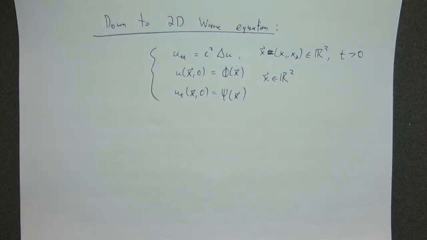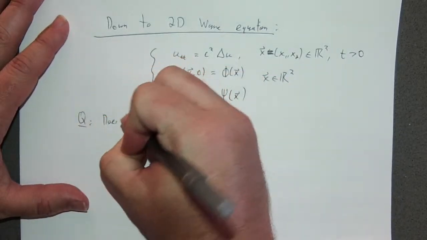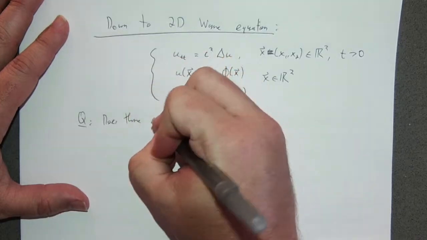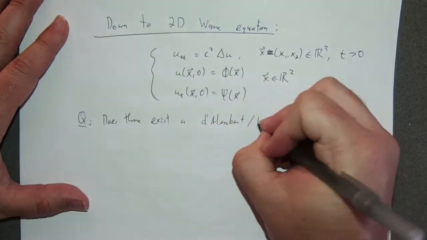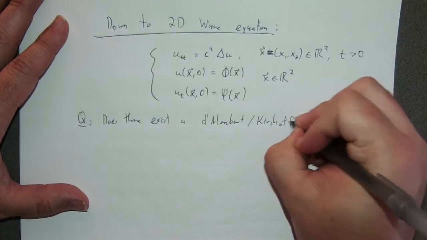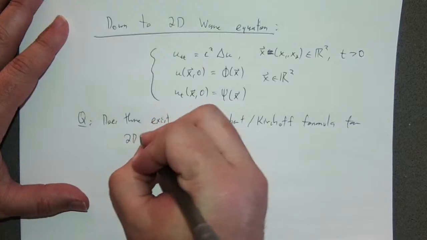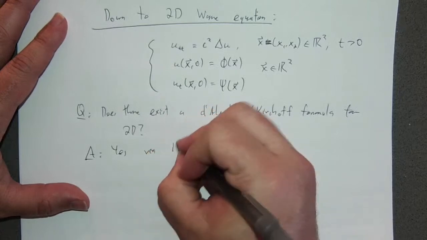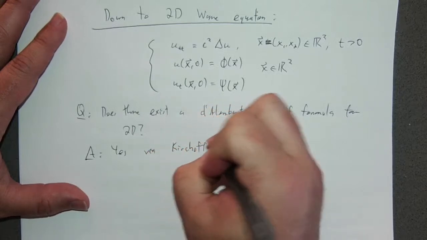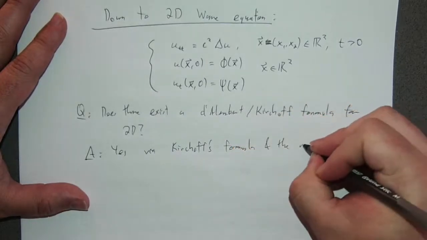So, why did I do 3D first? Here's exactly the reason. So question, of course, does there exist a D'Alembert / Kirchhoff formula for 2D? The answer is yes, via Kirchhoff's formula and the method of descent.